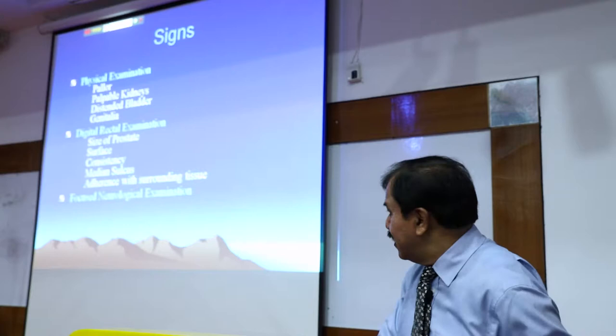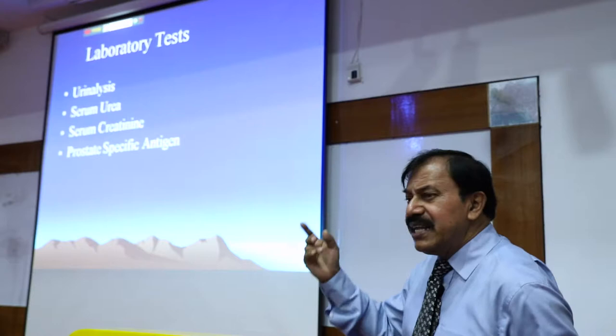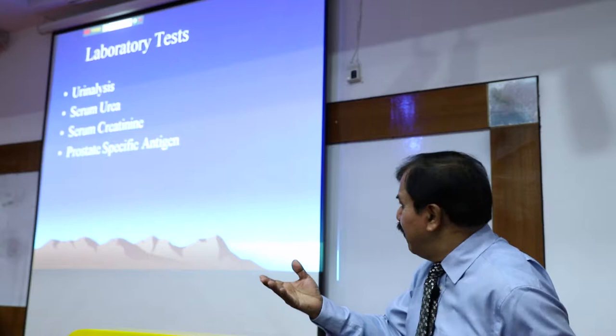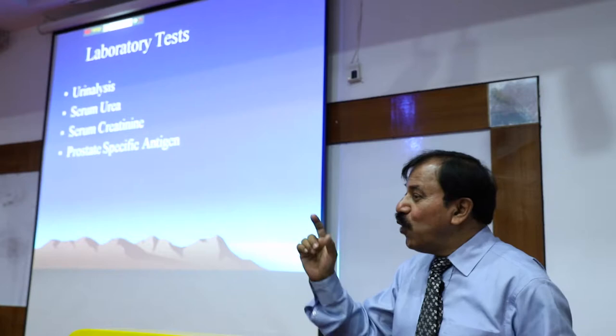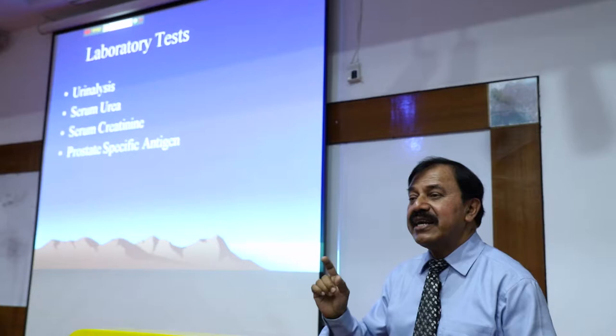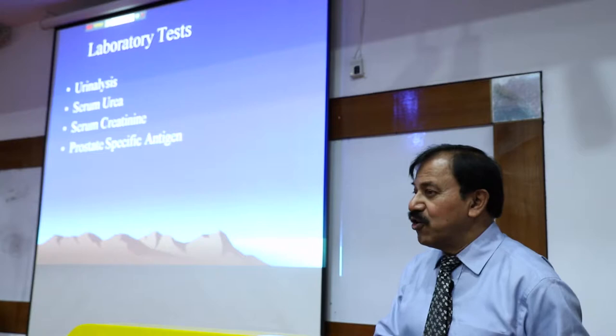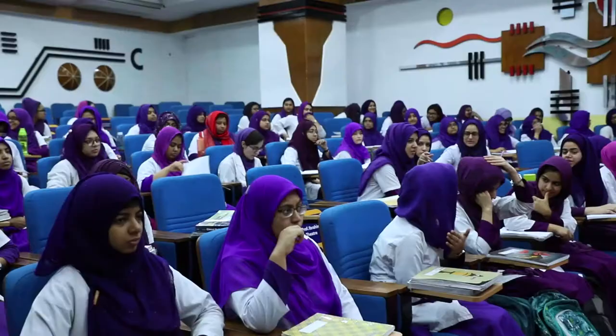That is the findings. Then laboratory tests: urine analysis, serum urea, serum creatinine, prostate specific antigen. Urine analysis shows whether this patient is old, diabetic or has any other condition. Serum urea and creatinine also reflect renal failure. Prostate specific antigen is one of the parameters which will guide you whether the patient has any malignancy or not. That is a very important blood test. If PSA is high, then we will search for confirmation of malignancy. That is the DRE finding, then biopsy and further confirmation whether it is benign prostate or malignant prostate.